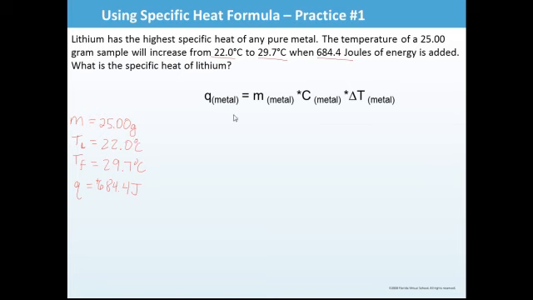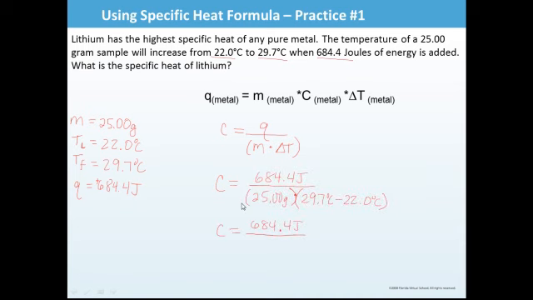And now when I look at my formula, the only thing I don't know is C. Therefore, I have to rearrange to get C by itself. So our specific heat, I'm just going to plug in all the values. Okay, now I'm going to go ahead and multiply the bottom. And now I'm going to take the bottom and divide that into the top. And notice that I have a very high specific heat capacity, which it told me in the problem that it has one of the highest of any pure metal.